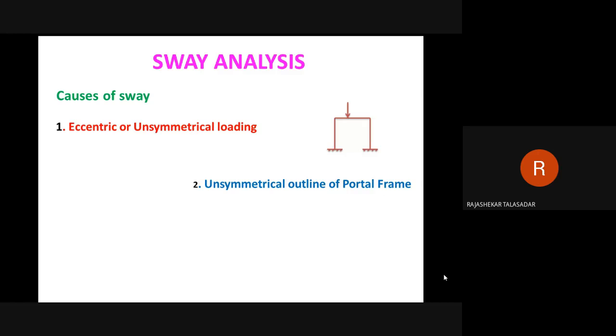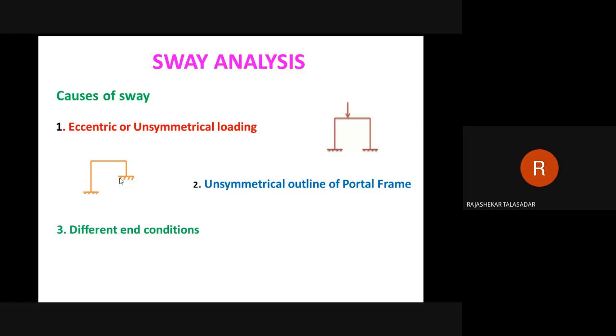The second cause is unsymmetrical outline of the portal frame. What do you mean by unsymmetrical outline? See here, the outline is the same. The height of column AB and the height of column CD are the same, but here they are different. The outline is not symmetric here, means the heights of the columns are different. That is why again lateral movement takes place.